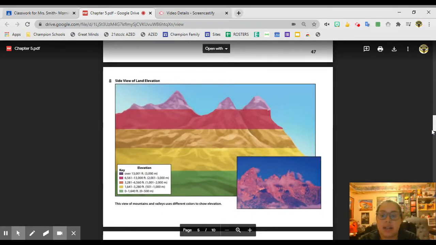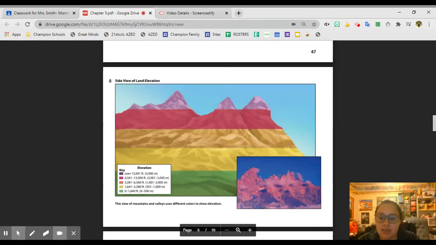Now we're getting a side view of land elevation, and the caption here says, "This view of mountains and valleys uses different colors to show elevation."